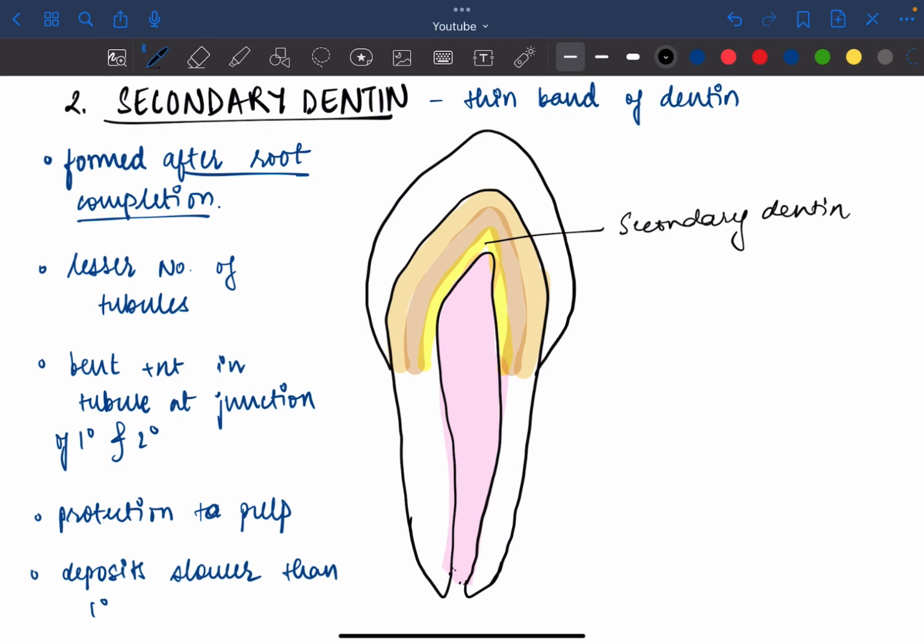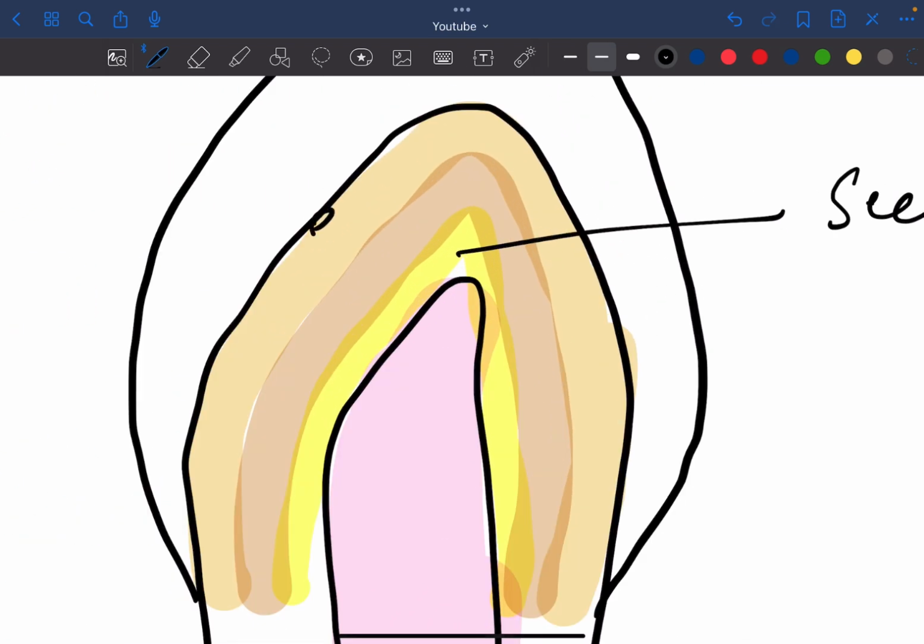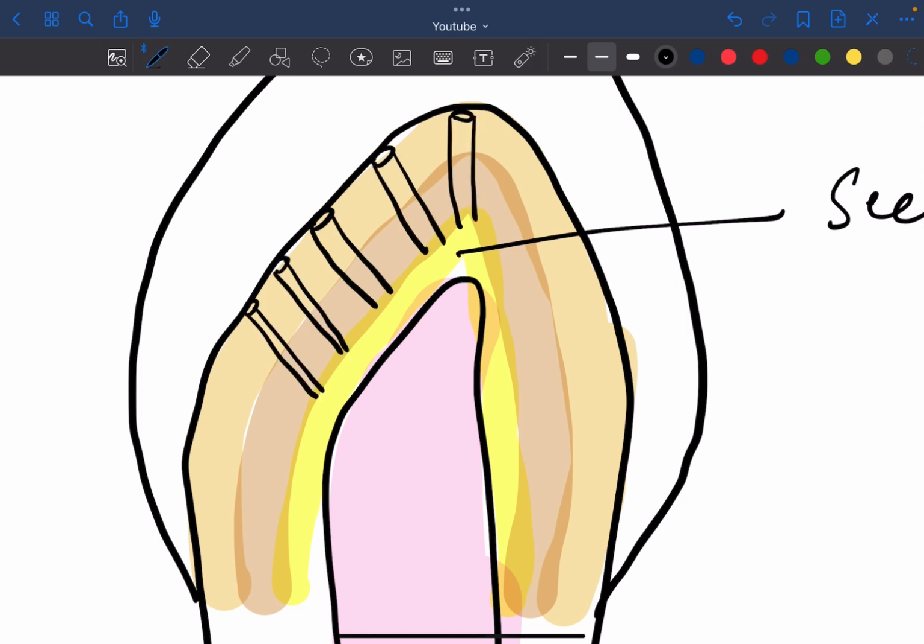The difference between primary and secondary is there are lesser number of tubules. So just imagine that these are the dentinal tubules. Now when the tubules pass from the primary to the secondary dentin, we can observe a bend in the shape of the tubules. Here there is a bend in the shape of tubules. And there are comparatively lesser number of tubules in secondary dentin as compared to the primary.